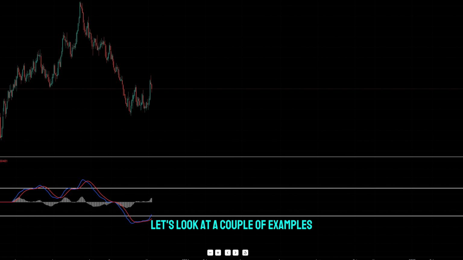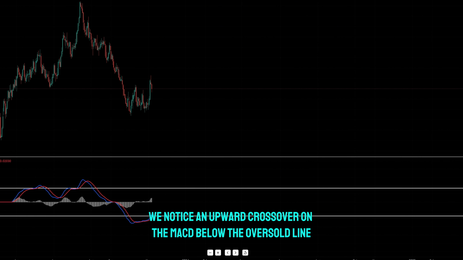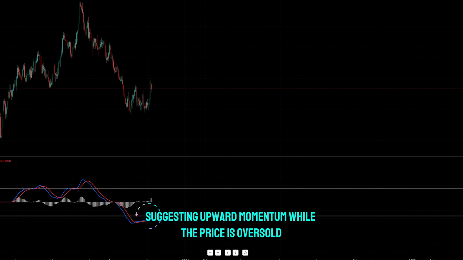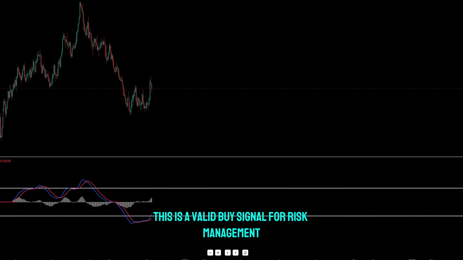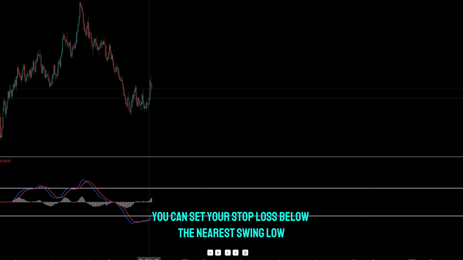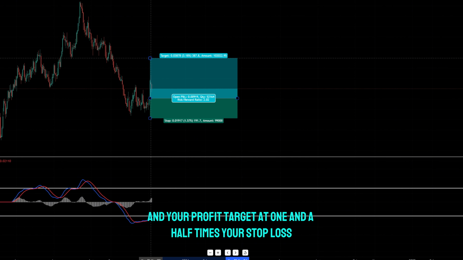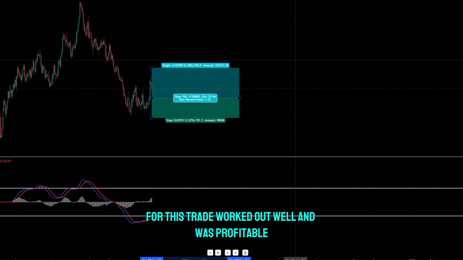Let's look at a couple of examples. In this first setup, we notice an upward crossover on the MACD below the oversold line, suggesting upward momentum while the price is oversold. This is a valid buy signal. For risk management, you can set your stop loss below the nearest swing low and your profit target at 1.5 times your stop loss. Well, this trade worked out well and was profitable.